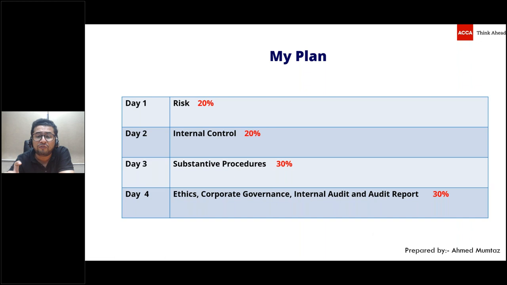In your final exam, out of a 100 mark paper, a bare minimum of 30 marks, in fact 35 marks, or maybe approximately 40 marks will be from ethics, corporate governance, internal audit, and completion review and audit report. So tomorrow, we are going to explore all of them. You should not miss out day four. If you miss day four, you will unfortunately be among those students who tend to fail this exam, not because of their major areas, but because of their minor areas.